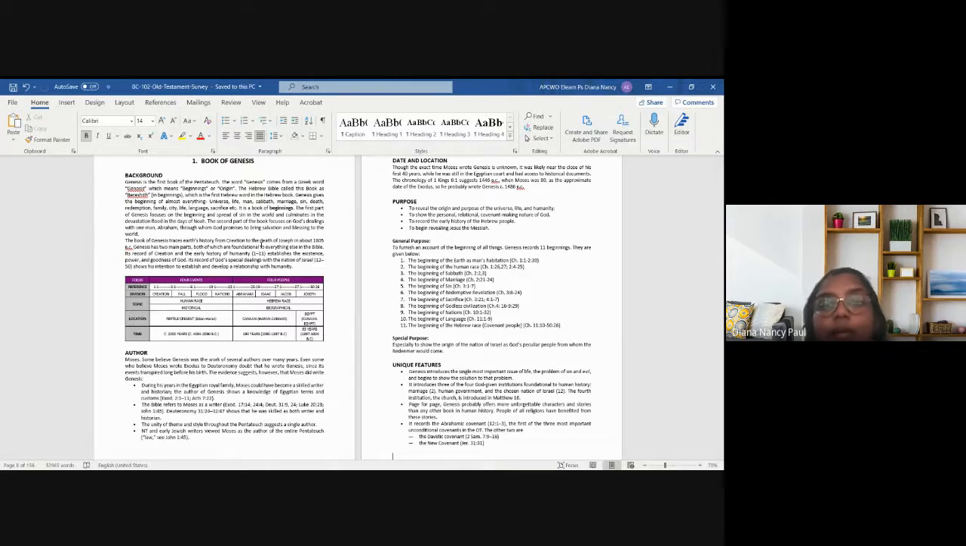We also see the general purpose: to furnish an account of the beginning of all things. Genesis records 11 beginnings, and they are given below. The first point is the beginning of the earth as man's habitation. And then we see the beginning of the human race in chapter 1, verse 26, and also in chapter 2, verses 4 to 25.